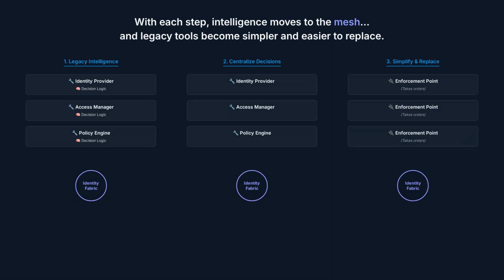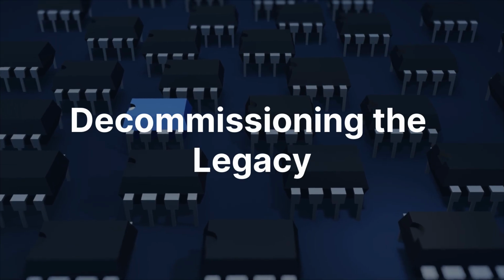You repeat this process for other capabilities. You centralize policy management in your PPPM layer, the policy provisioning and posture management. You build out your identity fabric. With each step, you're moving intelligence and decision-making into the mesh, and your legacy tools are becoming simpler, dumber, and easier to replace.